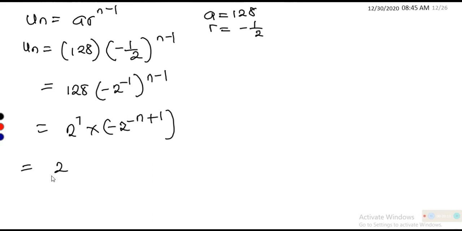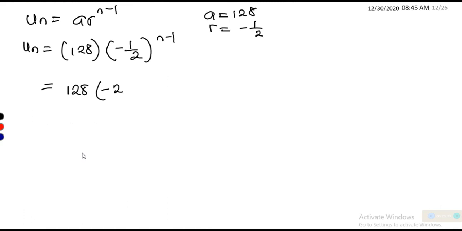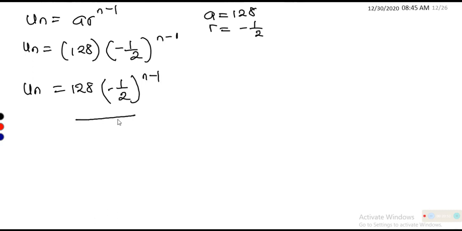Okay, so I don't know how we can simplify that, but I think we can, or we should just leave our answers like that. So we can leave our answer in this form, of course. So let's leave our answers this way. So Un equals 128 into minus 1 over 2 raised to power n minus 1. And that is the nth term of the sequence.